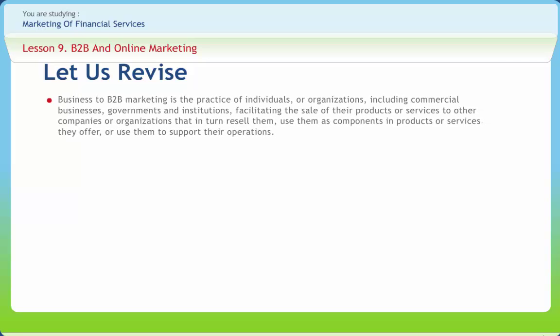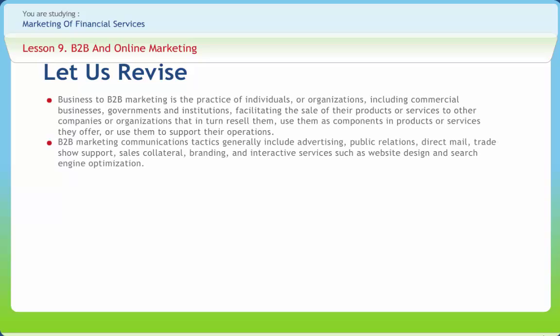Let's revise. B2B marketing is the practice of individuals or organizations, including commercial businesses, governments, and institutions, facilitating the sale of their products or services to other companies or organizations that in turn resell them, use them as components in products or services they offer, or use them to support their operations. B2B marketing communication tactics generally include advertising, public relations, direct mail, trade show support, sales collateral, branding, and interactive services such as website design and search engine optimization.